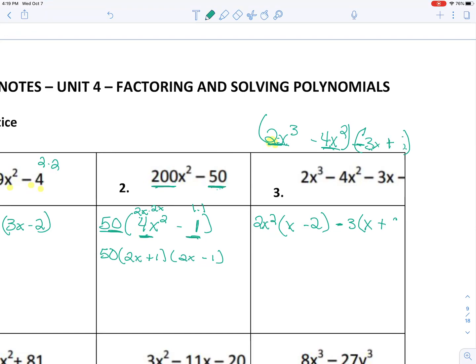I think let's change that to plus 6. Otherwise, it's not going to work. So change that to plus 6. We factor out a 3. We get 3x minus 2.